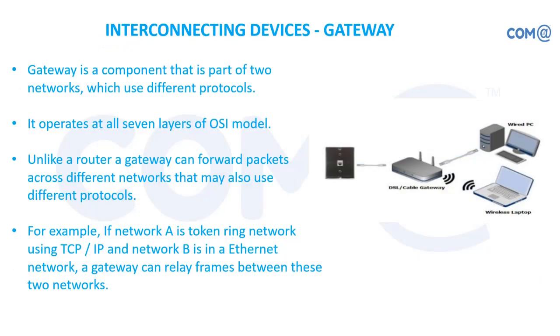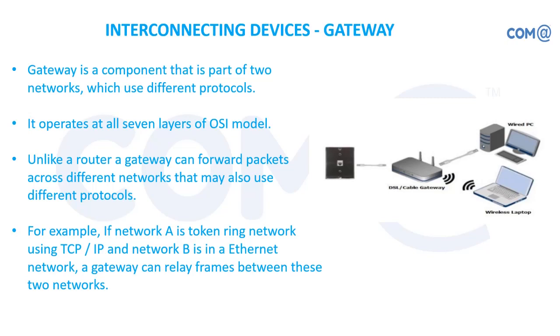Next is the gateway, the advanced form of connectivity device. It is a component that is part of two networks which use different protocols. So earlier we said different architecture; now this is for different protocols. Normally a gateway works in all the layers, so it is communicating in all the layers and sending and receiving data from all the systems, all the layers.